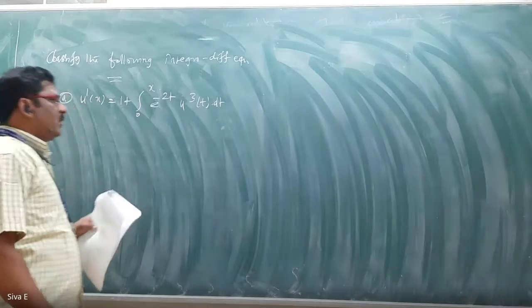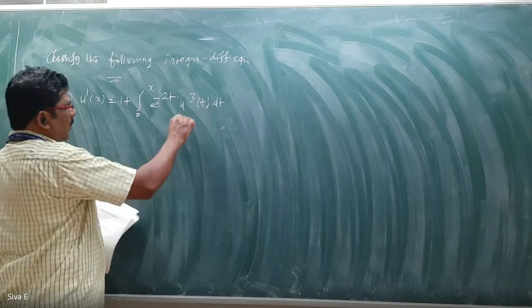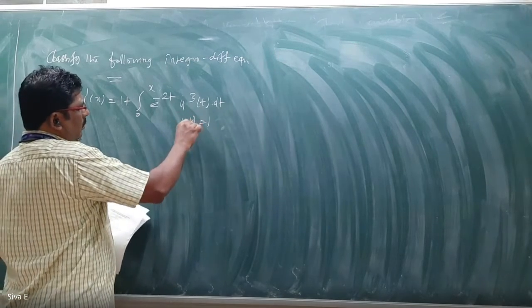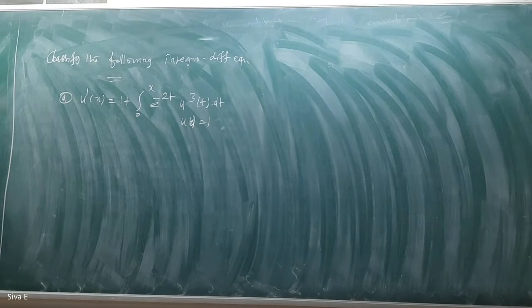Anyway, it is an MCQ, so you have to pick. Already everything is there. u of 0 equals 1. So it is actually an initial value problem. Keep it in mind: initial value problems are mostly Volterra integral equations. Initial value problems convert into Volterra. Boundary value problems can be converted into Fredholm.